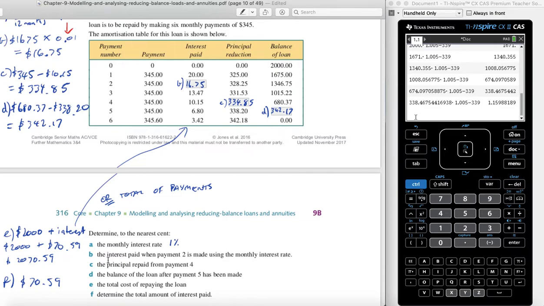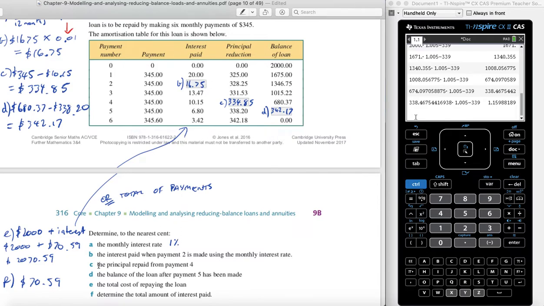Part B, the interest paid when payment 2 is made using the monthly interest rate. So if we have a think about this, our monthly interest rate is that 0.01, and we want to do it for payment 2. So what's happening here is this. We have to look back at the balance of the loan after payment 1 to determine payment 2. So the 1,675 times by that 1% gives me $16.75, which fills in here.